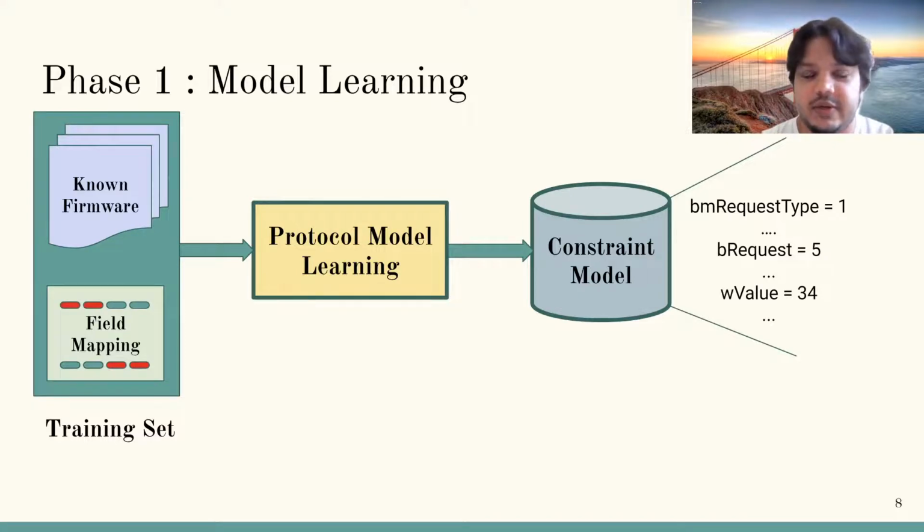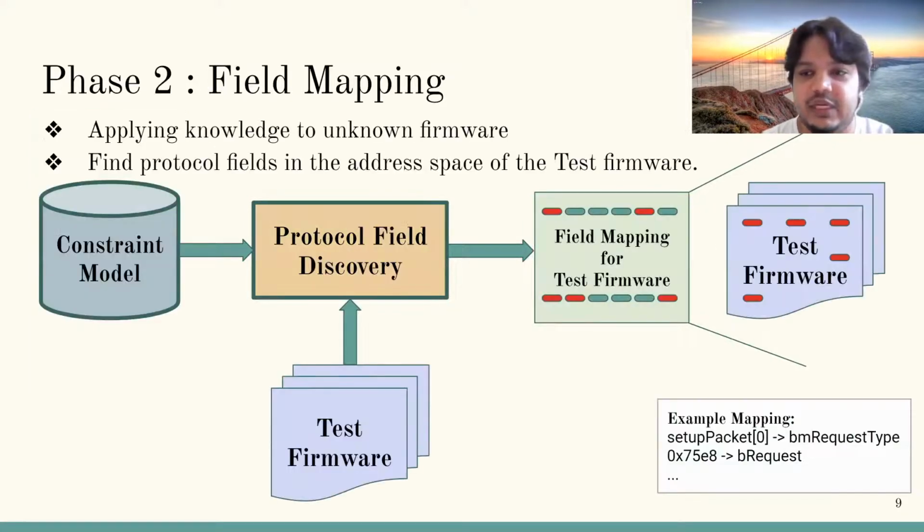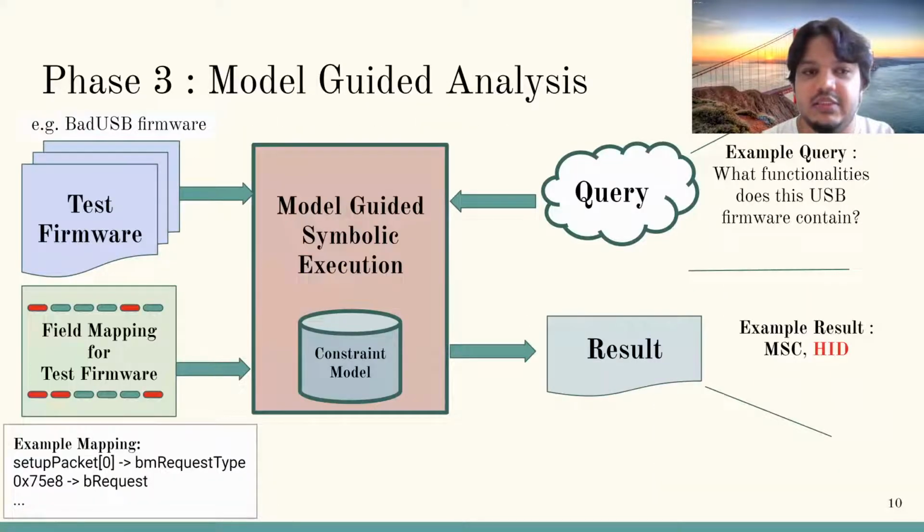Once we have generated this model, we can move into phase 2, the field mapping. Now we apply our knowledge to the unknown firmware. We apply the constraint model and the test firmware to our protocol field discovery engine. Our protocol field discovery engine provides us with the protocol field usage in the test firmware. Once we have mapped the test firmware with the protocol usage, we move into the guided analysis phase.